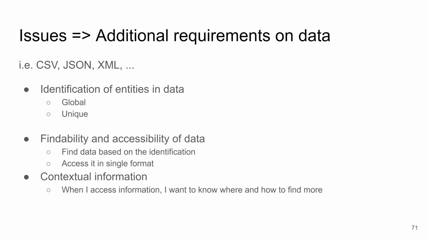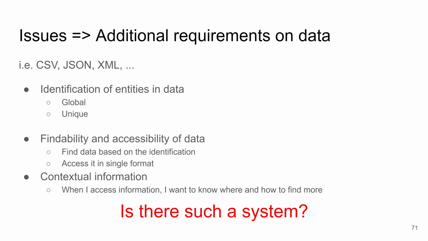So when we have a set of problems and we want to solve them, basically it means that we will have additional requirements on the data, so that it doesn't come to these problems. So what we need is a global and unique identification of entities in the data. We need to be able to find and access the data based on these identifications. And we would like to have some contextual information as well. So when we find the data, it would be nice if the data pointed us to other data, or maybe the documentation of the data, which explains its meaning.